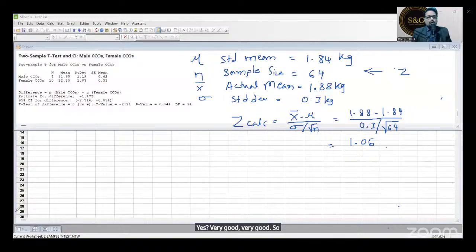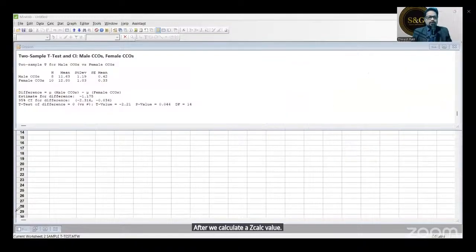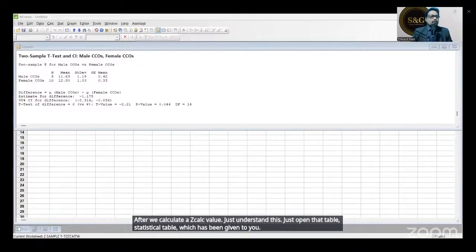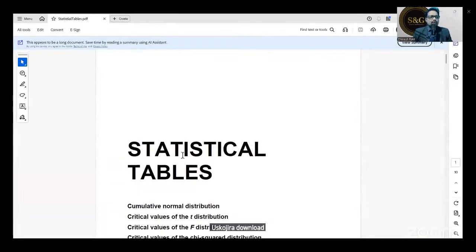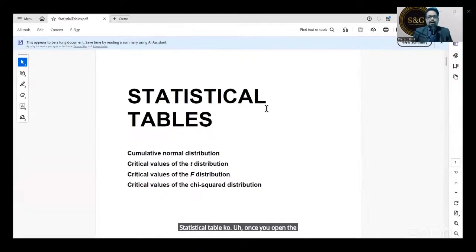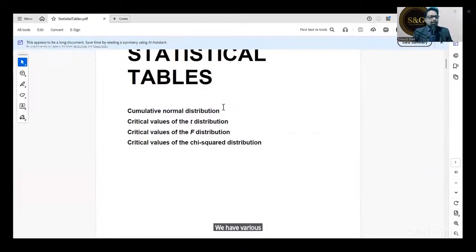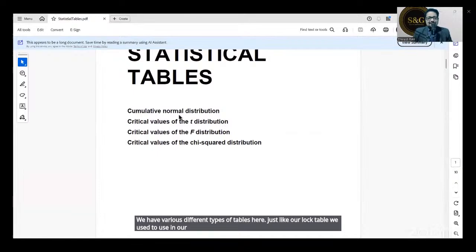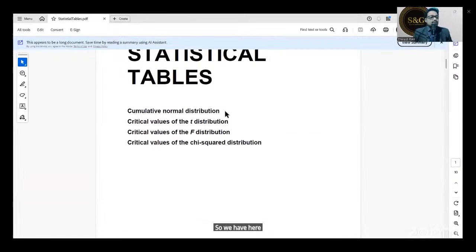So what do we do after this? After we calculate a z-calc value, just understand this. Just open that statistical table which has been given to you. Please download the statistical table. Once you open it, we have various different types of tables here, just like our log table we used in colleges, correct? We have the cumulative normal distribution, which is Z distribution, then T distribution, F distribution, chi-square distribution.